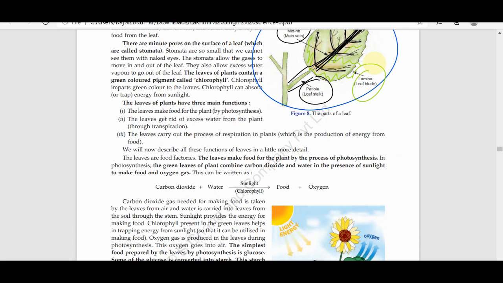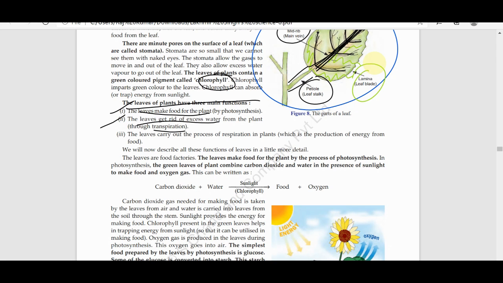functions of the leaves. We know leaves contain chlorophyll, and chlorophyll is a green color pigment, and it helps in making food for the plants. So they have some major functions. One is that leaves make the food for the plants. All the food making by the plants is done in the leaves, and that is done by the photosynthesis process.